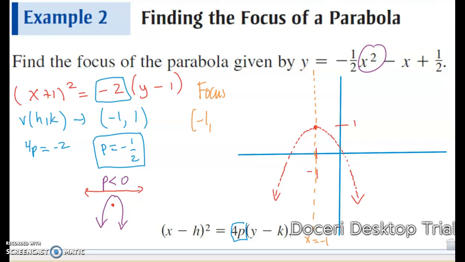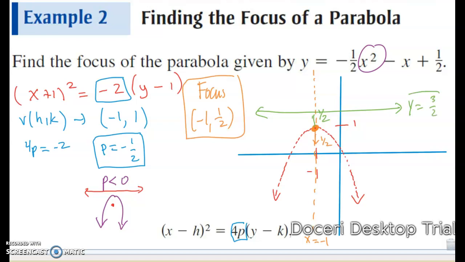So remember, it's p units. You're here, that's the vertex. So you must go down 1/2 unit, which is going to leave us at y equals 1/2, and that is going to be our focus. And for our directrix, you're going to go 1/2 unit up, like that, and it's going to be y equals 3/2, because it's 1.5. So we have found our directrix, we have found our focus, and on top of that, we have already graphed it as well.